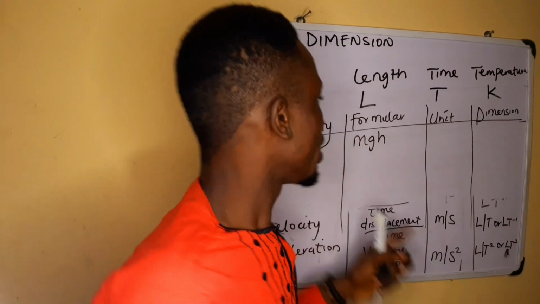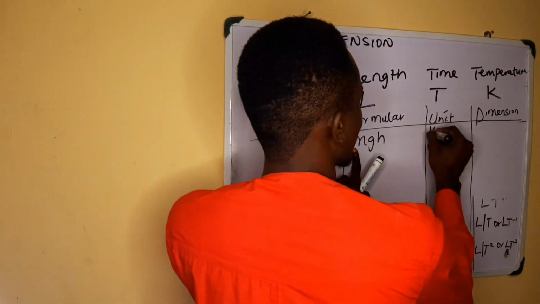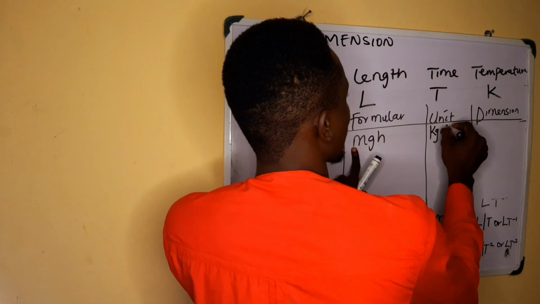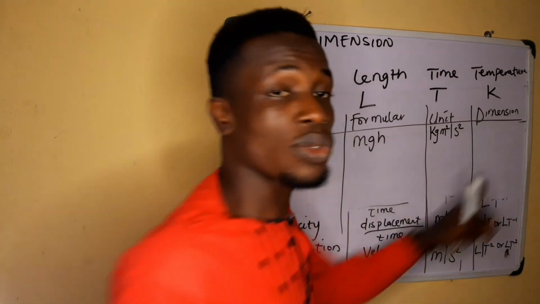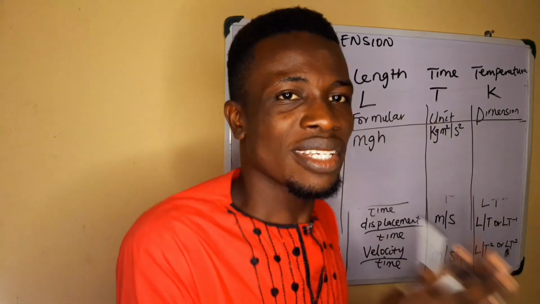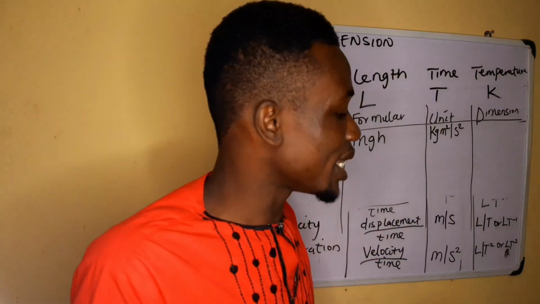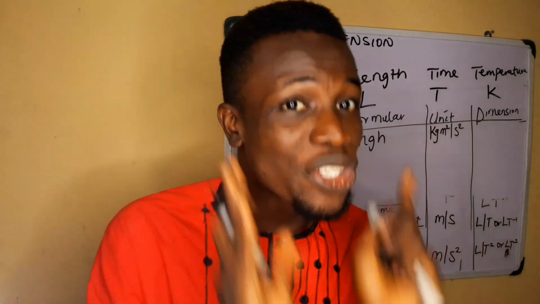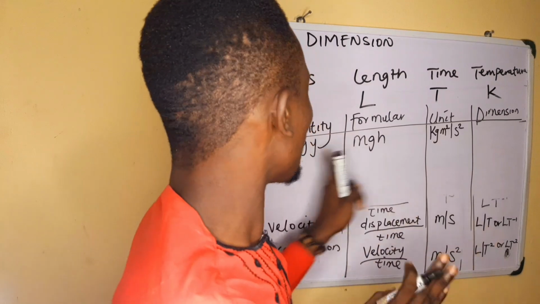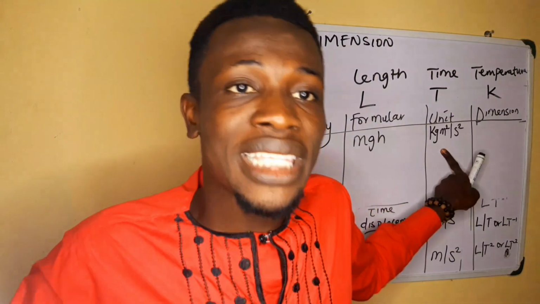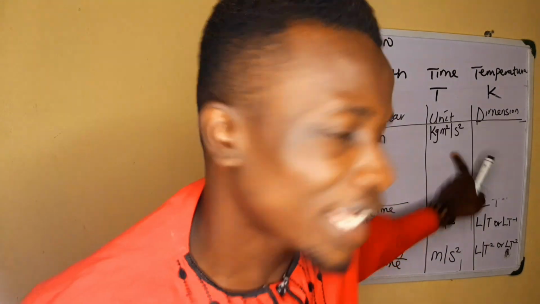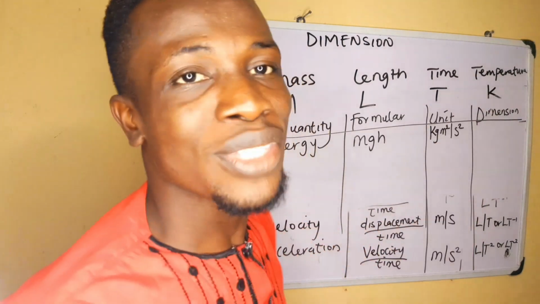What is now the unit? The unit is going to be kilogram meter square per second square. That is the unit of what? The SI unit. Remember, everything I'm calibrating under the units are the basic SI unit. So the basic SI unit of energy is kilogram meter square per second square. Okay? So let's transcribe that into dimension.